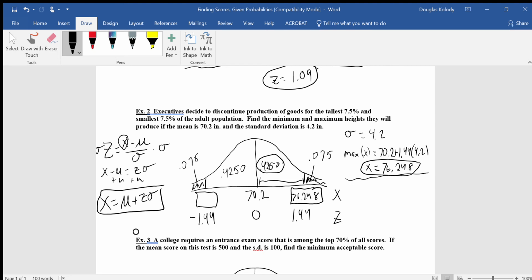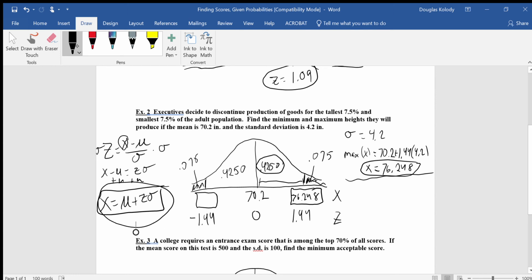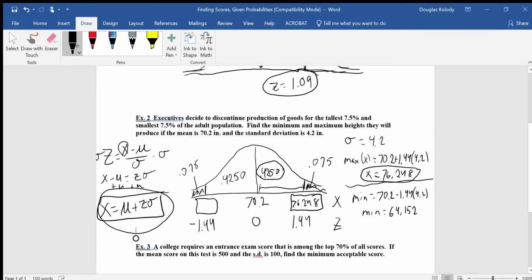Now, to find my minimum, I take this same formula over here, the z-score, just solve for x. All right, to find my minimum, I take 70.2 minus the 1.44 times 4.2, and my minimum is going to equal 64.152. And that's what goes right here.